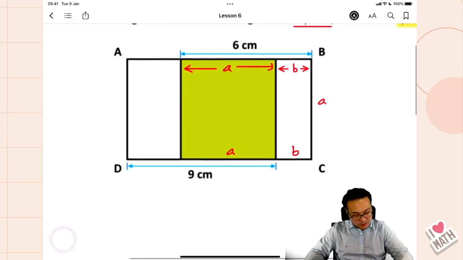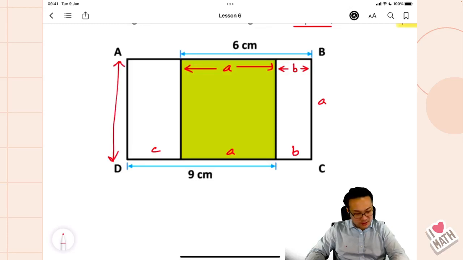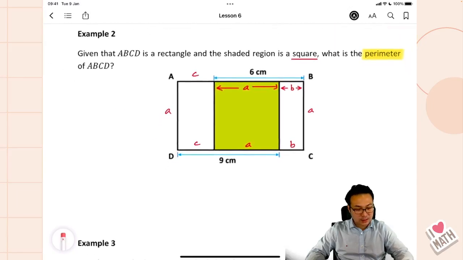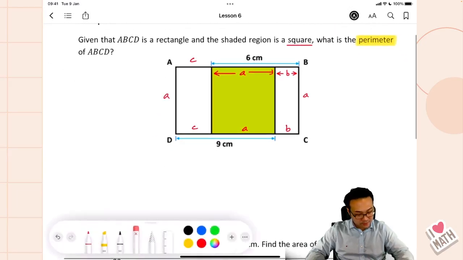Now this is A because it's part of the square. This is A, right? What about this? I do not know what this is. So as usual, if you don't know, what should you do? Use an alphabet, let's just use C. Now over here it has the same length as the square, so I call it A. And of course, the same length here, C. Now we have labeled our diagram. It's much easier to work with.